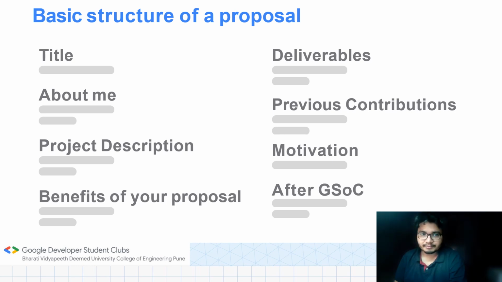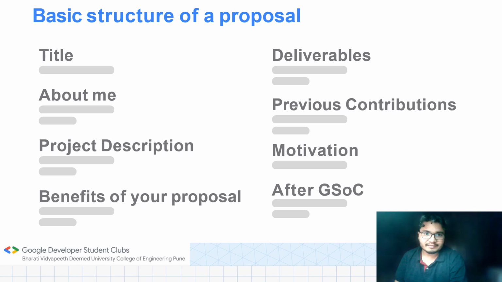Title is the most important part of any proposal. It ideally is the name of your project. Then the next section would be about you, and it would contain general details like GitHub link, email ID, LinkedIn profile, and time zone. Time zone is necessary to mention so that the org gets an idea about your working hours.